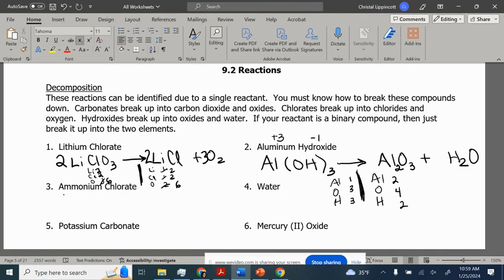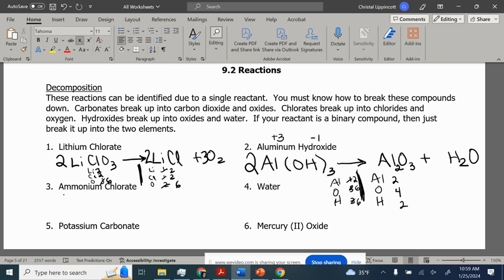All right. Rule: even and odd, double the odd. So I'm going to put a 2 here. That's going to give me 2 times 3 times 1 is 6. And for the hydrogen, 2 times 3 times 1 gives me 6.